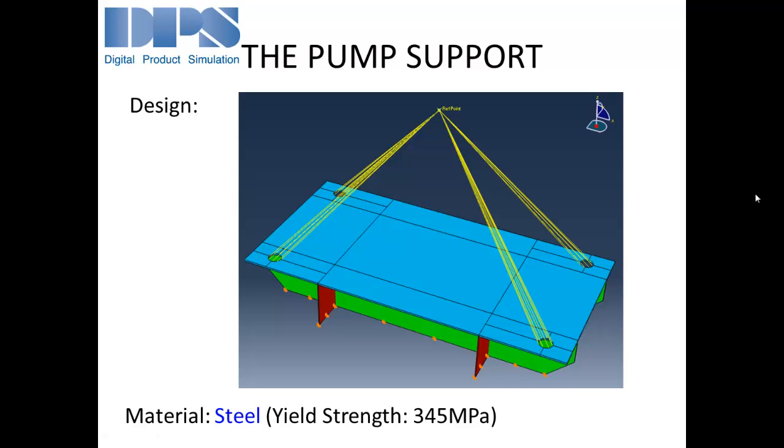About material, it will be steel, because our workers have a lot of steel on the vessel, and it will be a high quality steel, with a yield strength of about 345 MPa.